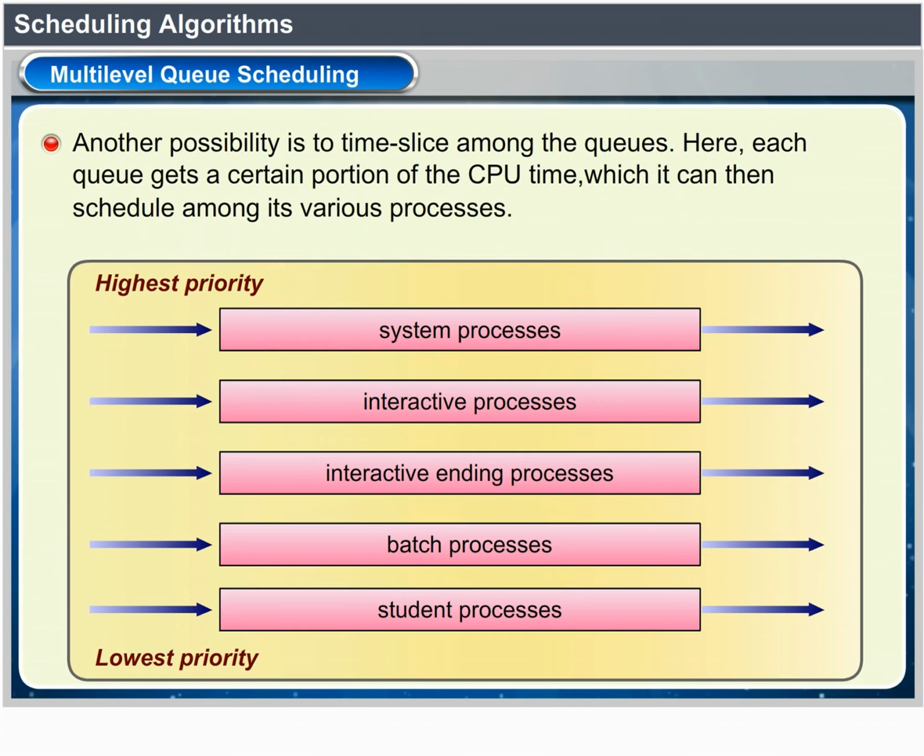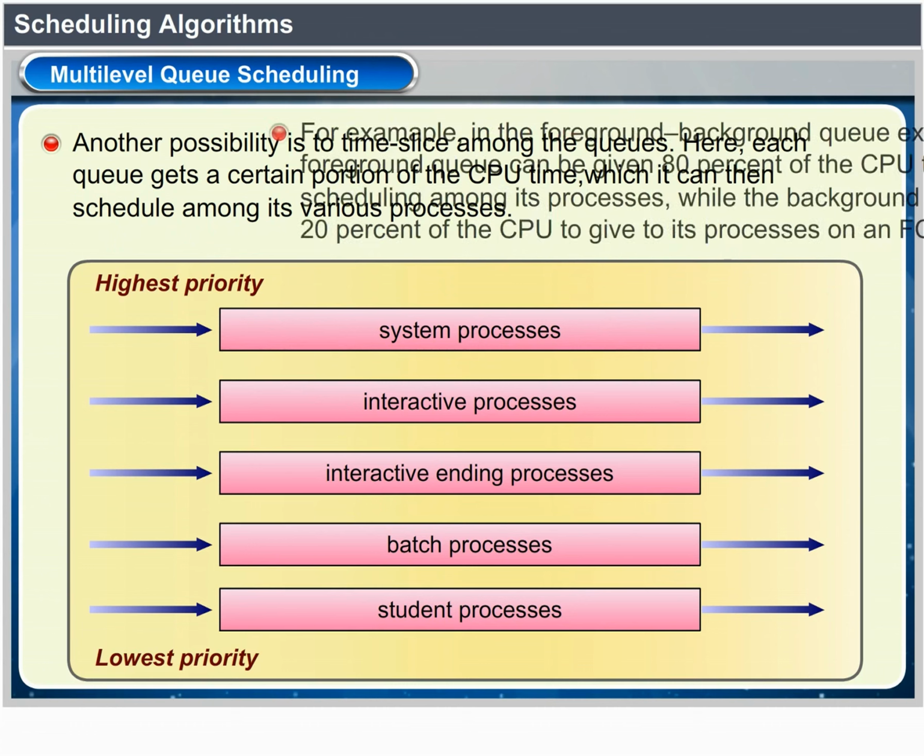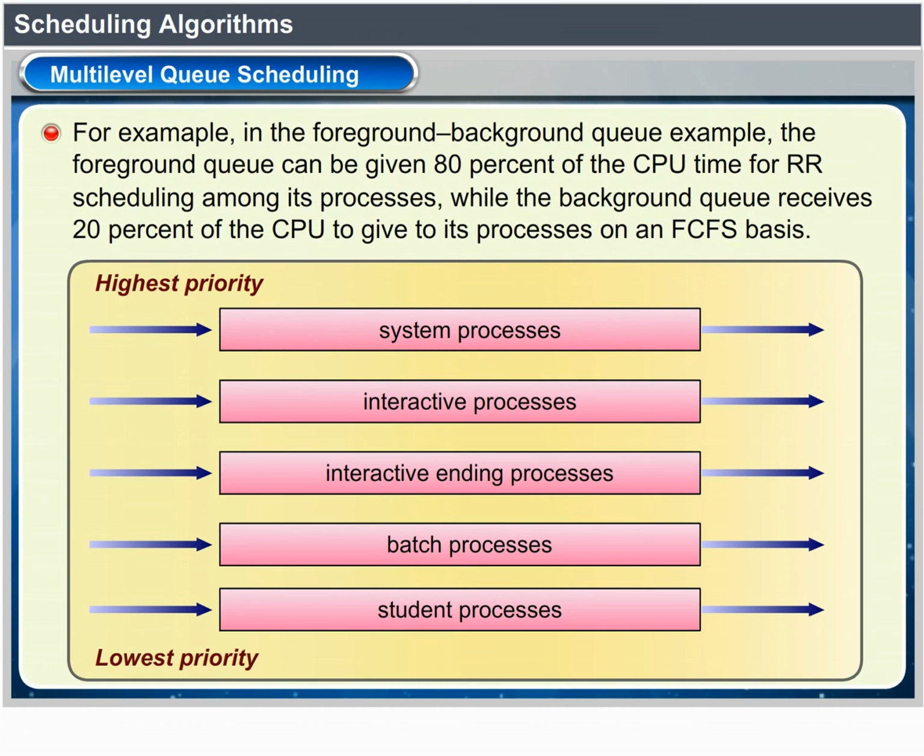Here, each queue gets a certain portion of the CPU time which it can then schedule among its various processes. For instance, in the foreground-background queue example, the foreground queue can be given 80% of the CPU time for RR scheduling amongst its processes, while the background queue receives 20% of the CPU to give its processes on an FCFS basis.